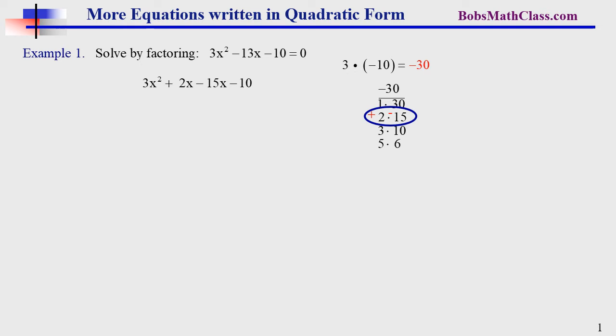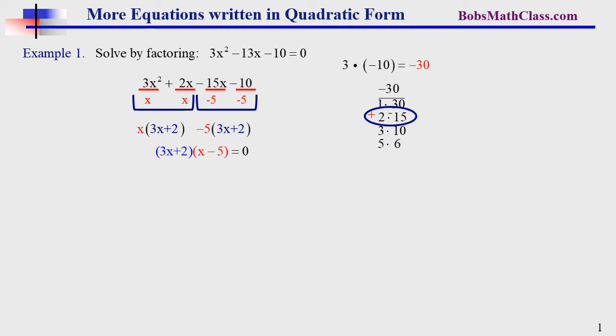All right, so separate the middle term into two terms. So a +2x minus 15x in the middle, and then factor an x from the first pair and a -5 from the second pair. So in both parentheses, we get 3x plus 2. So it does factor: 3x plus 2 times x minus 5, and then bring down the equal 0.